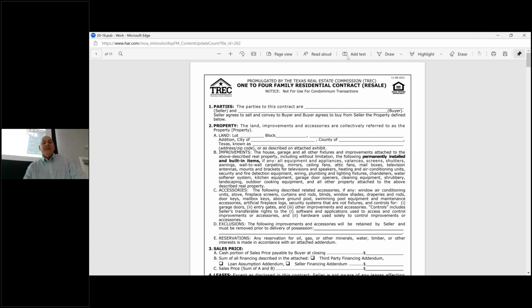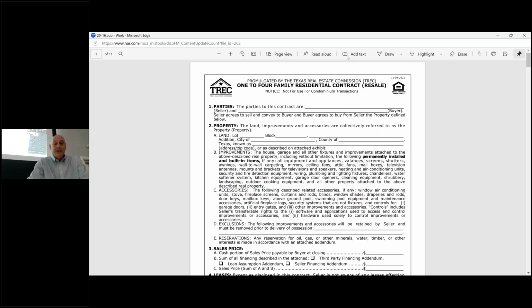Lot, block. You put in the name of the neighborhood, the addition, the city, the county, and then "known as." What do you put in the known as line? The address, right? 123 Elm Street, after you've given it a legal description. Now it describes here what is meant by improvements and accessories. And this is critically important because we've just said this is what they're buying. Most agents are unaware of what's in this paragraph. So let's look at it.